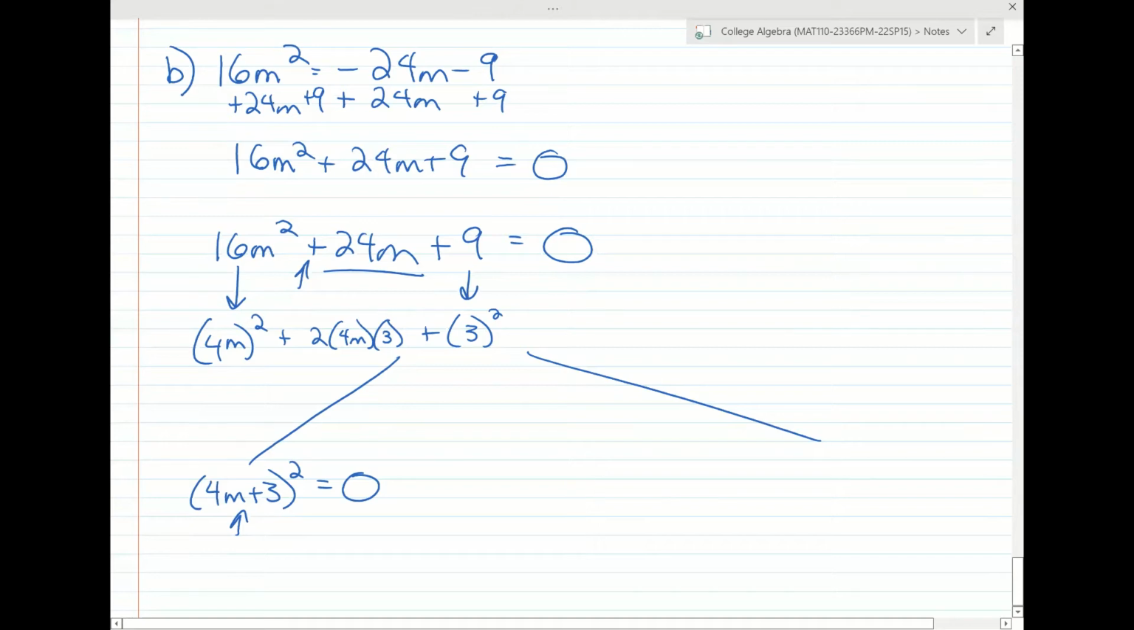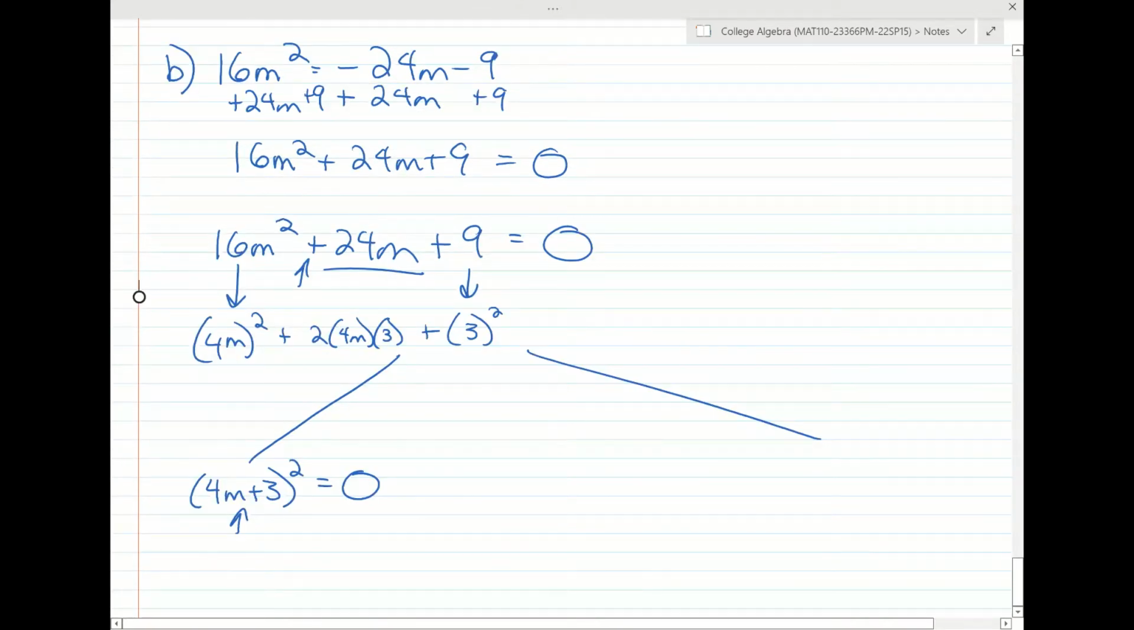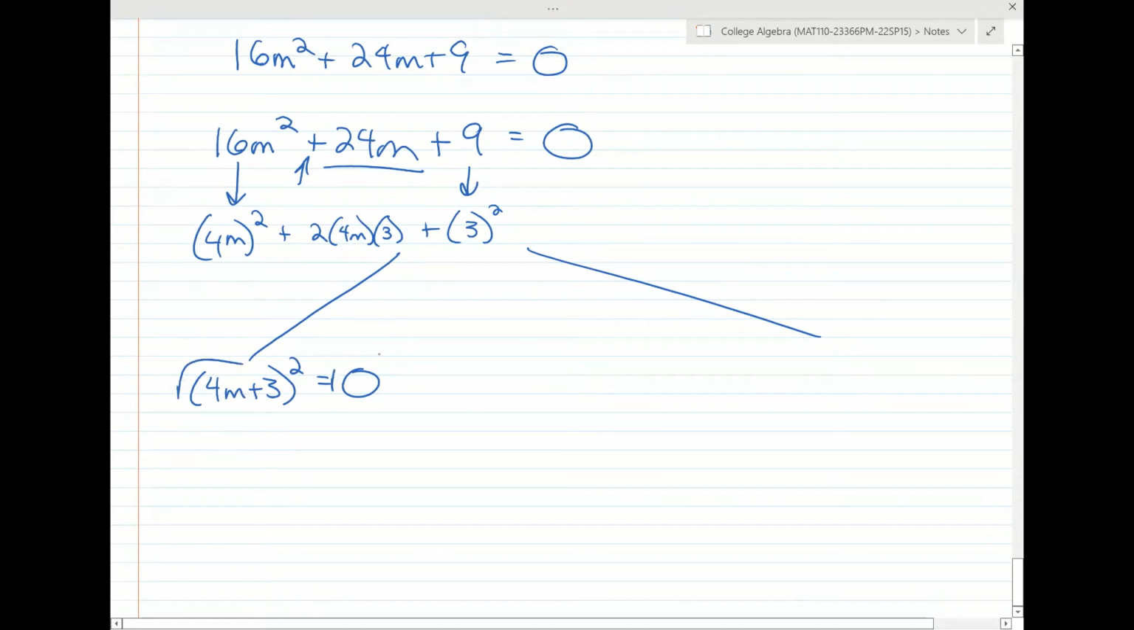Once we get it equal to 0, you could factor by using that shortcut. If you go ahead and take the square root of both sides, you just get 4m plus 3 is equal to 0. 4m would be negative 3, and m would be negative 3/4.